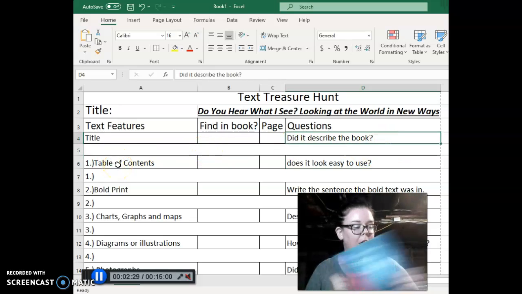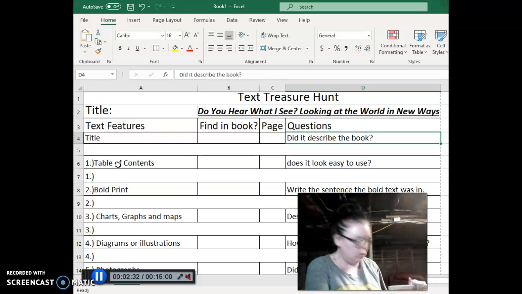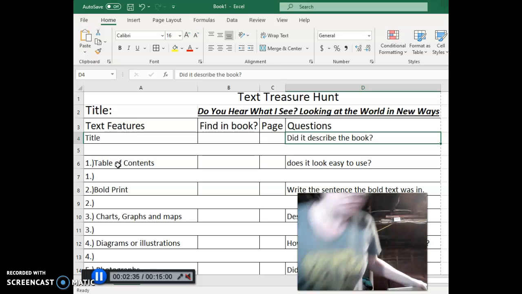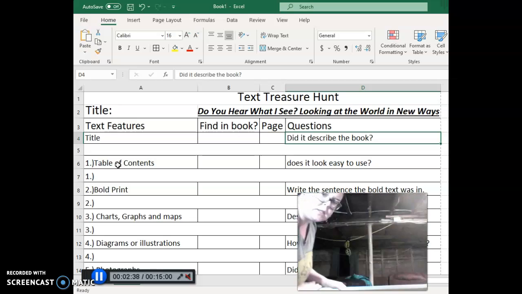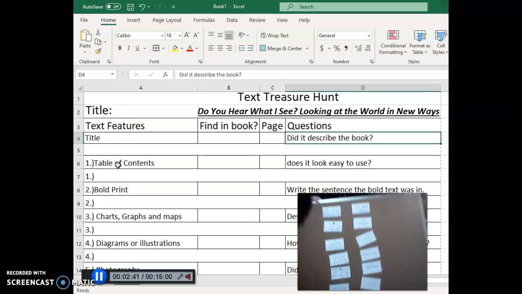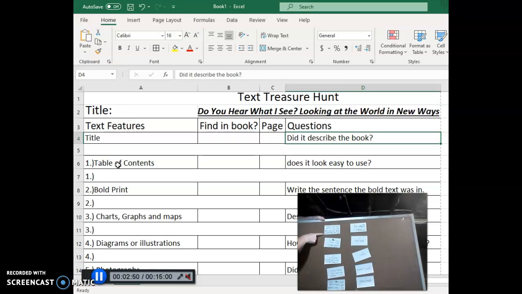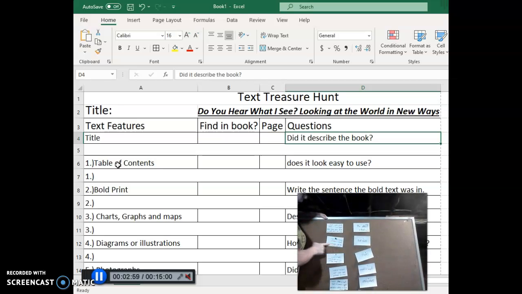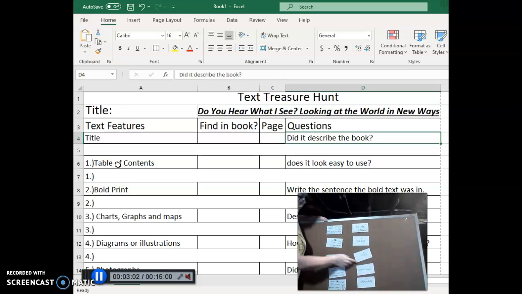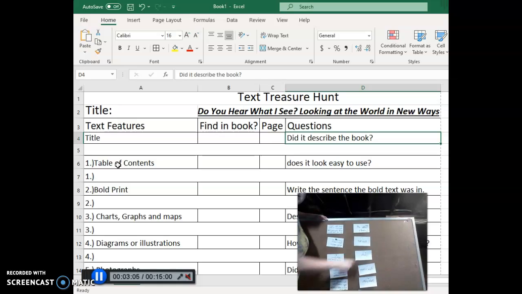So now we're going to look at the table of contents. And I know some of these we have not talked about yet. So we have some kind of descriptions up here. So the table of contents. What that does in the book, it tells us the topics that are in the book and what page you can find them on. So bold print. Bold print is for special words. They're usually darker and they're very important to the topic. So going down our list, charts, graphs, and maps. Charts show a lot of information in a small space.